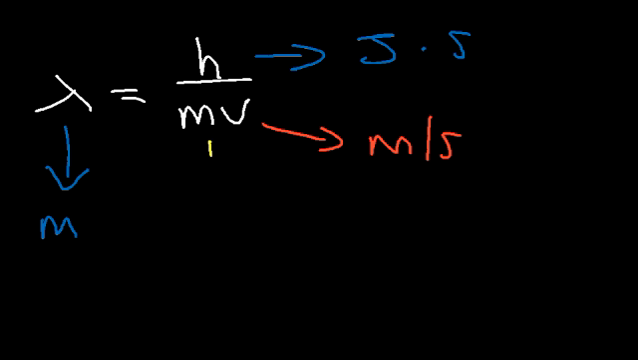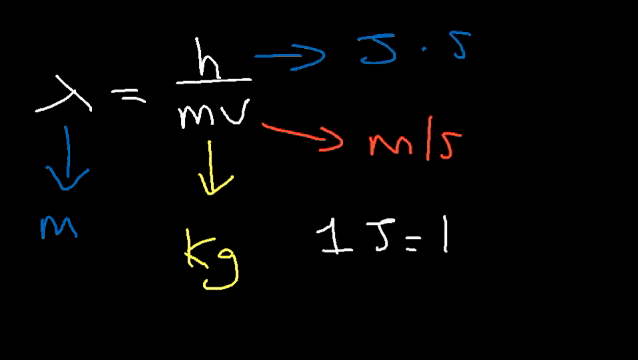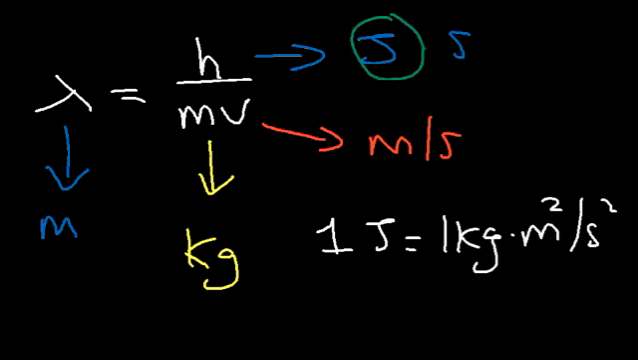The mass in this equation is not in grams. In fact, it's in kilograms. 1 joule is equal to a kilogram times a meter squared divided by a second squared. So therefore, whenever you have joules, and if you have mass as well, the mass has to be in kilograms, not grams.